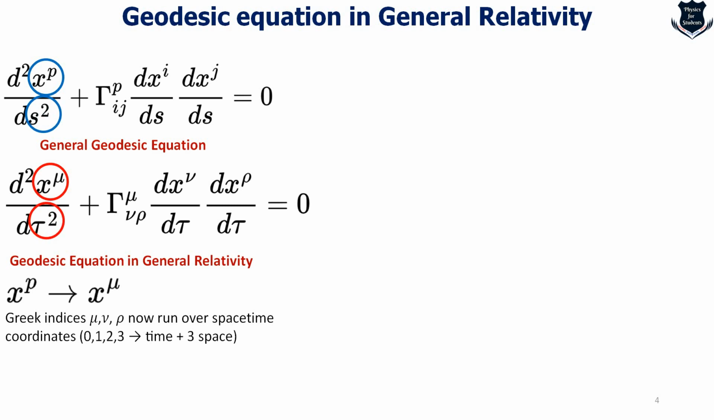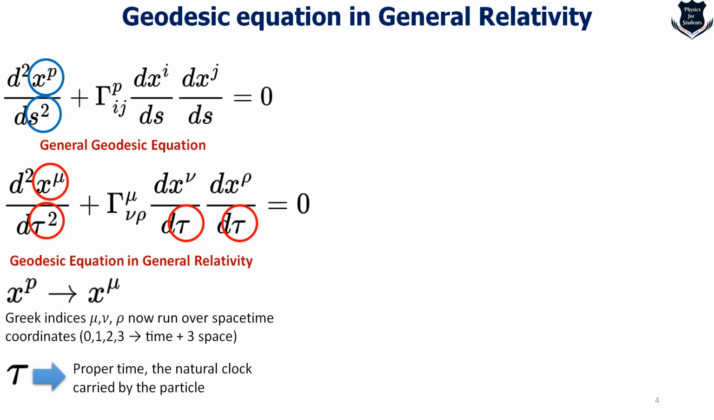Now we see that there is an s squared in the denominator, which is being replaced by the Greek letter tau, or tau squared. And here you can see that there are several d tau, d tau. I will come to that part in detail, but let us understand this tau is replacing the s, which, we will see, is the affine parameter for the proper time, the natural clock that is carried by the particle. I will show you visually what I mean by natural clock when I come to the concept of worldline. So right at this moment we can understand that x^p is replaced by x^mu, which are the coordinates over space-time. S, the affine parameter, is replaced by tau, which is basically the proper time.